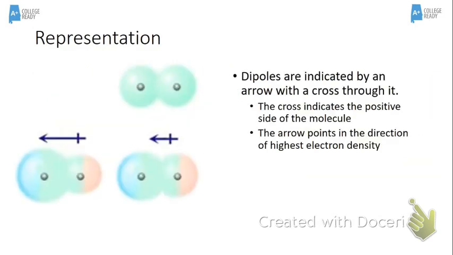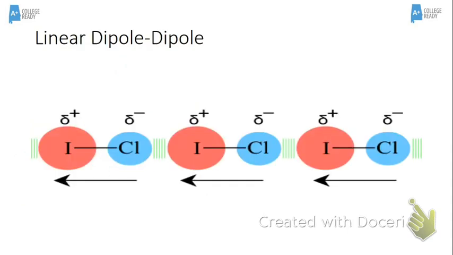We typically represent these with arrows. This arrow will show the direction that the electrons are moving. The side with the plus sign on it is the side that's positive, and the direction the arrow is pointing is the side that is more negative. And you will see this notation on a regular basis.